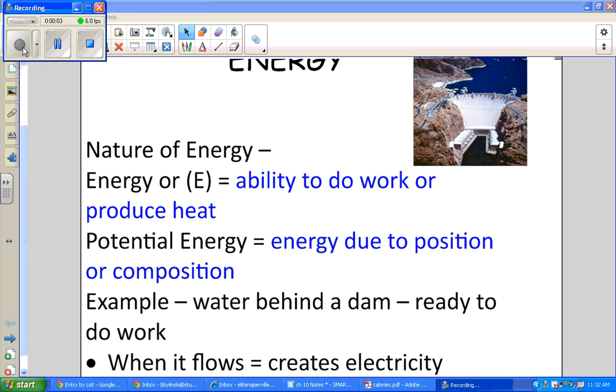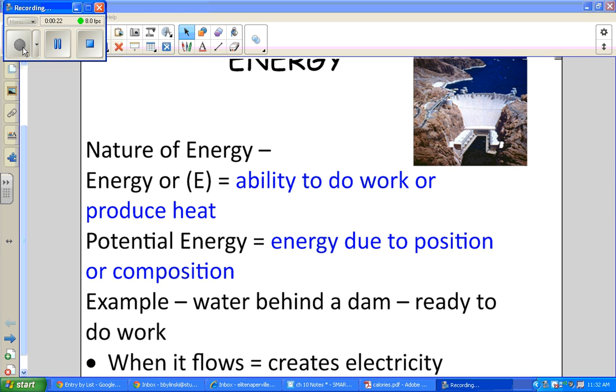Alright, we were in chapter 10, which is the first chapter of semester 2 in chemistry, and this chapter focuses on energy. So we start this first slide with just the definition of energy. It's symbolized with E, and it means the ability to do work or produce heat.